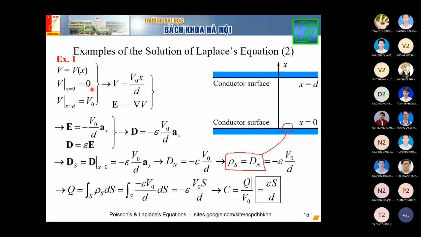We suppose that V depends only on x, we suppose that at x being 0, V is 0, and we suppose that when x is d, V is V0. Then here you are, this is a solution.